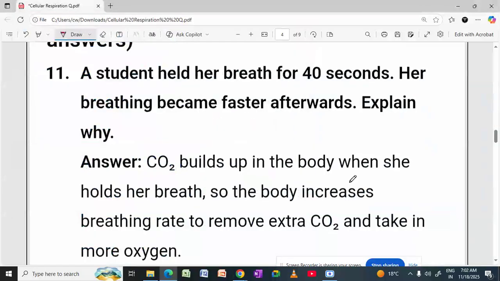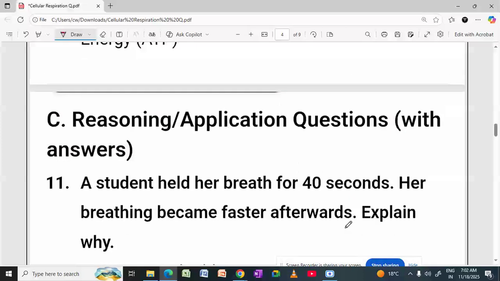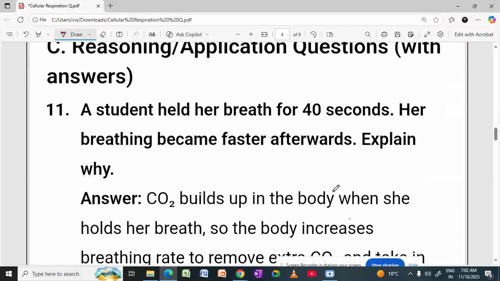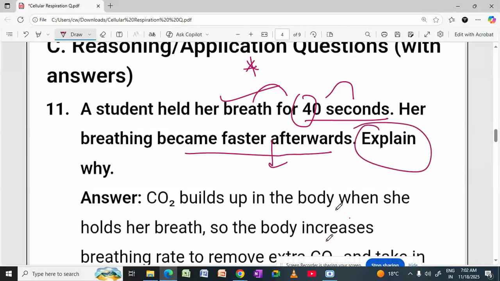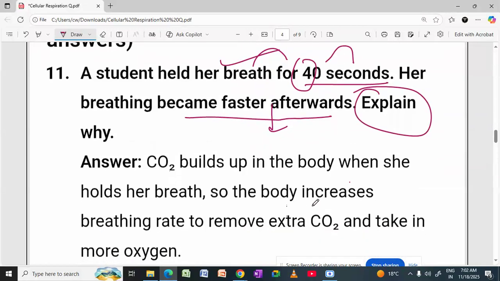So the next question is: a student held her breath for 40 seconds. This is an application-based, reasoning question. A student held her breath for 40 seconds. Her breathing became faster afterwards. That means first the student held her breath for 40 seconds, then after that her breathing became faster. Explain why this happens. What is the reason? You can think over it.